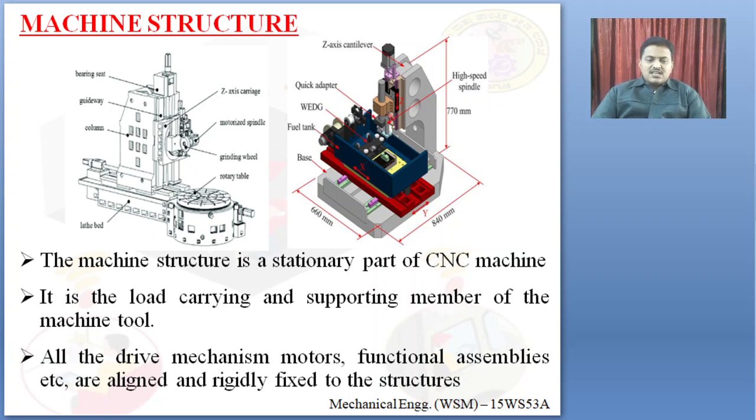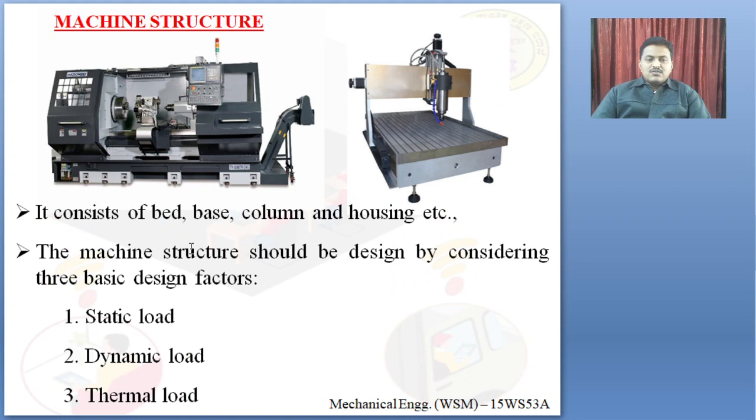Next, what are the important aspects to be considered in the machine structure? What does the machine structure consist of? It consists of a bed, base, column and a housing. This is a housing, this is a bed, this is a column. This is very important.